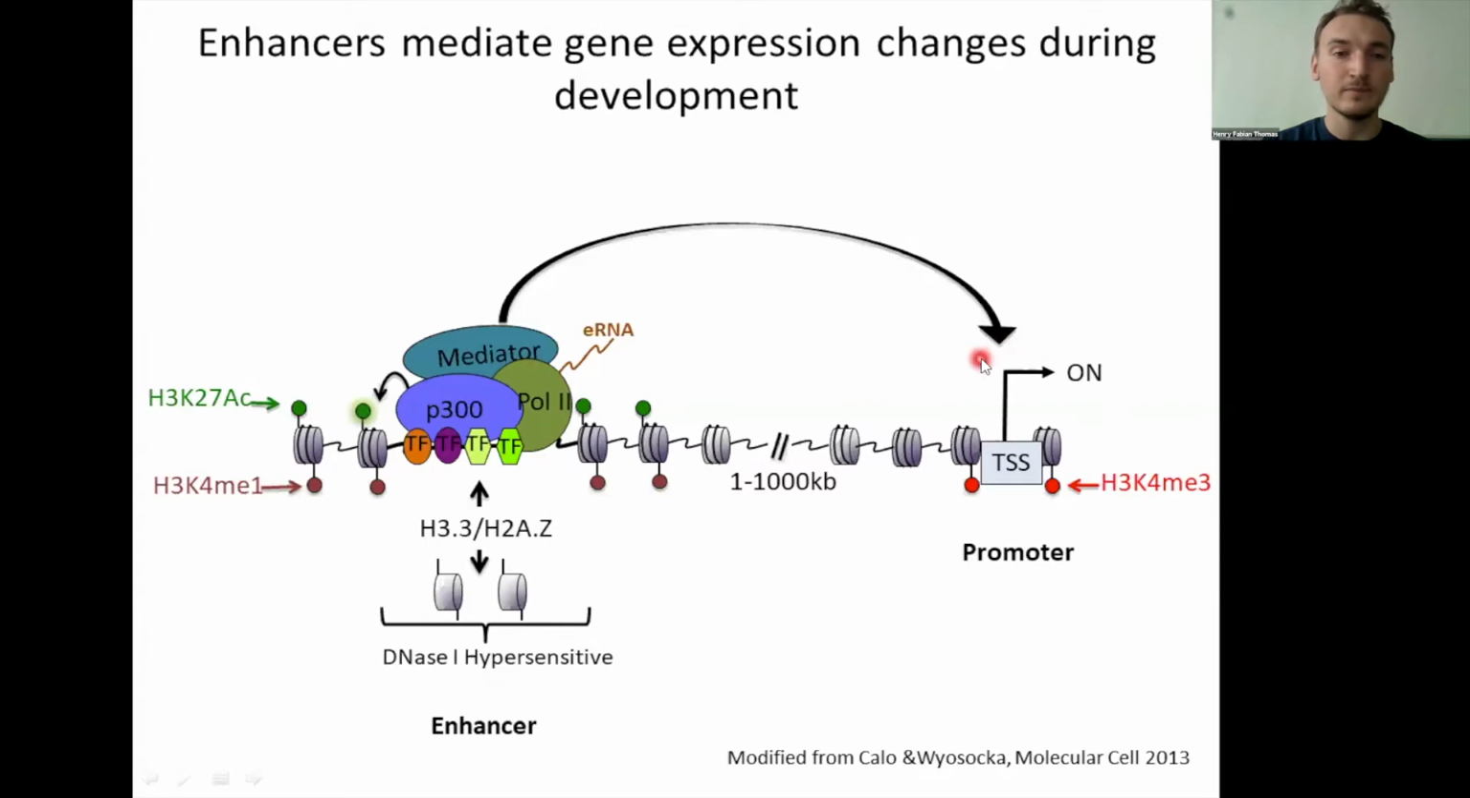target gene. And upon activation, enhancers also undergo changes in the local chromatin environment, so they become more open, more accessible, and surrounding nucleosomes are modified by characteristic histone modifications, such as the H3K27 acetyl mark. And based on this chromatin profile, we can identify active enhancers in a cell type of interest. However, we do not understand very well how these enhancers activate their target genes mechanistically.